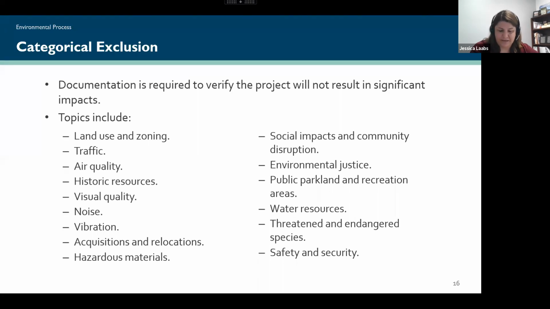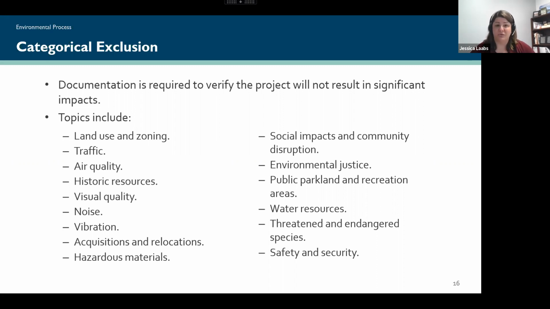The biggest difference between a categorical exclusion and maybe an environmental assessment that you may also be familiar with is that for a categorical exclusion, there's no formal public review that's required. And then we also don't need to compare this proposed project to like a no-build alternative or really investigate other alternatives in the environmental document. For a categorical exclusion, we know what the alignment is and the mode, we understand what the project definition is, and that's what we carry forward into the document. The same types of topics are covered in each, and you see a list of them here.